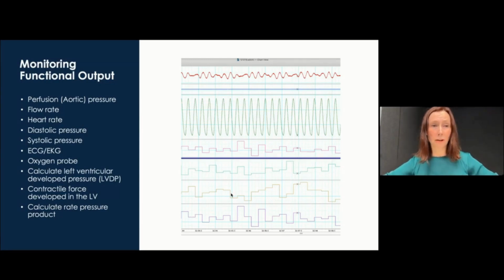I can measure things like my perfusion pressure, which is also an indication of aortic pressure. I can measure the flow rate. I can measure the heart rate. I can measure the diastolic and systolic pressure, and then I can calculate my left ventricular developed pressure from that. I can take EKG readings. I can use oxygen sensors. There are just so many measurements that I can take that I can then use to assess any potential outliers that might come through that I wasn't expecting. And trust me, they do happen.